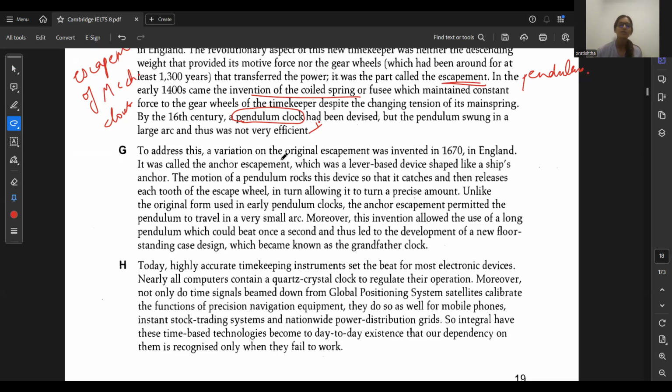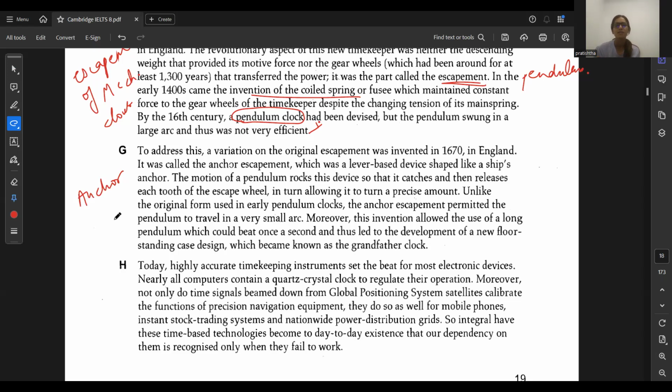After this, we have to address this. A variation on the original escapement was invented in 1670. The motion of the pendulum rocked this device so that it catches and then releases each tooth of the escape wheel. Unlike the original form used in the early pendulum clocks, the anchor escapement permitted the pendulum to travel in a very small arc. So anchor. So the use of anchor, right, for support.